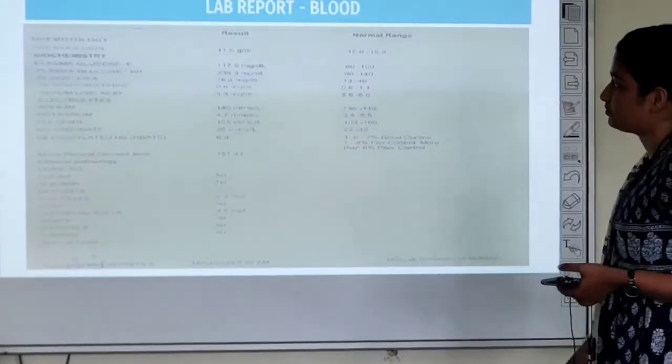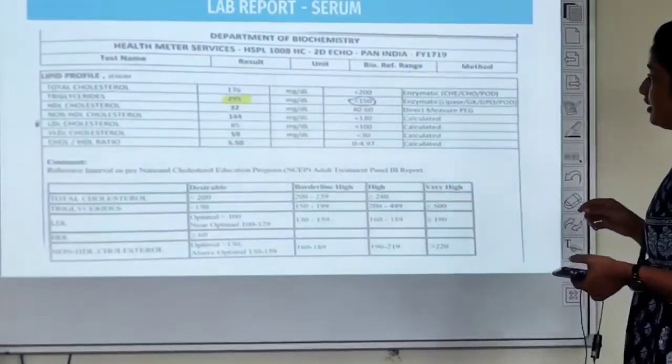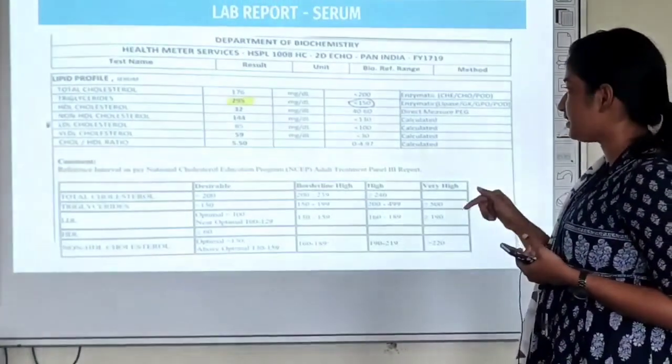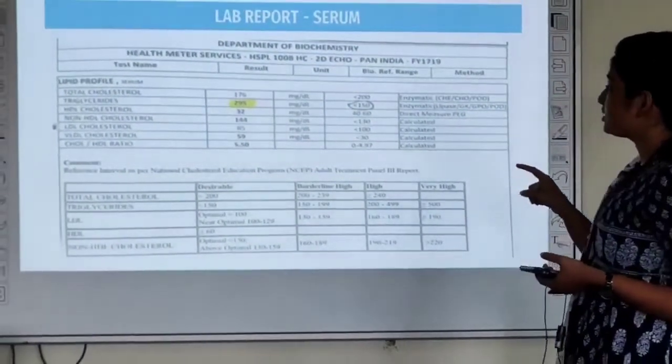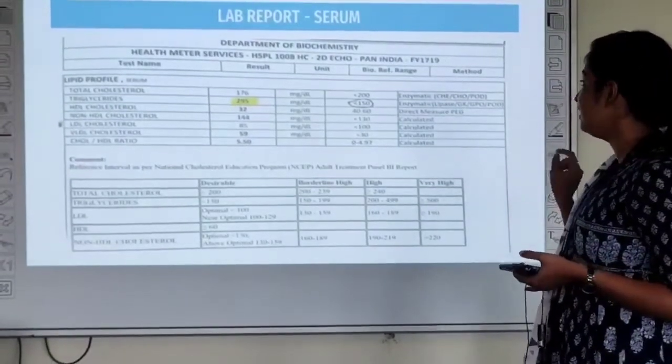Next slide. Lab report of serum, total cholesterol is around 176, which is in the normal range, but the triglycerides are 295, which is very high, as the normal is below 150.